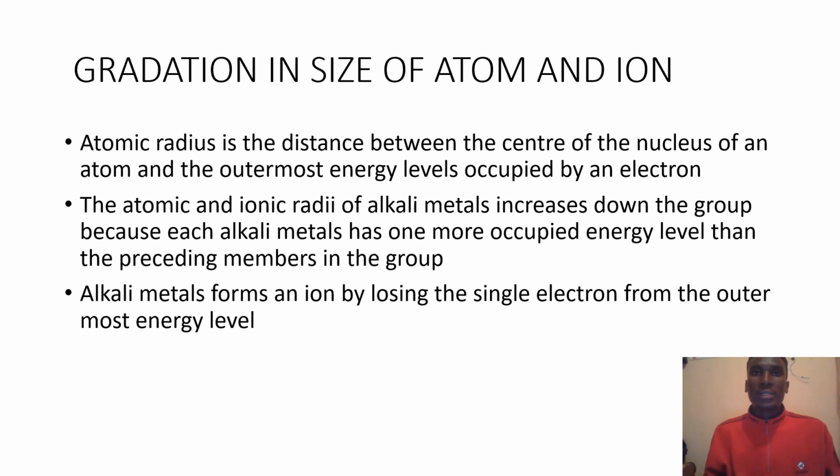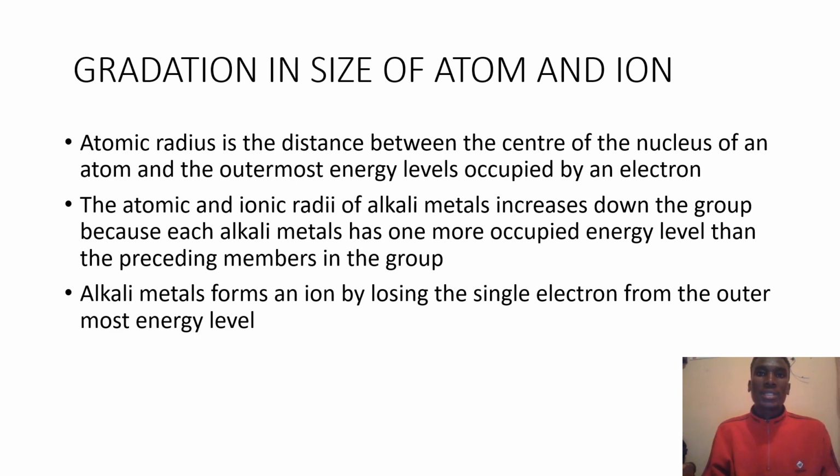Here we can write them using the electron configuration. For lithium, 2, 1, while sodium 2, 8, 1, while potassium 2, 8, 8, 1. Therefore, the outermost electron in the sodium atom is further from the nucleus than the outermost electron in lithium. This explains why the atomic radii of alkali metals increase down the group.